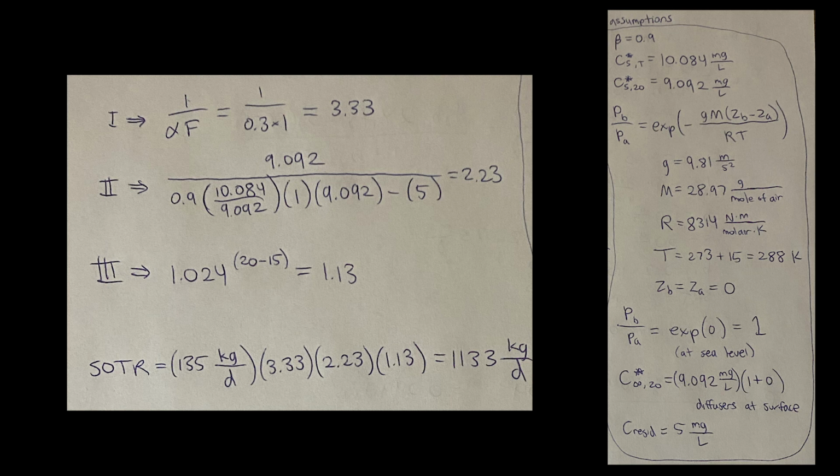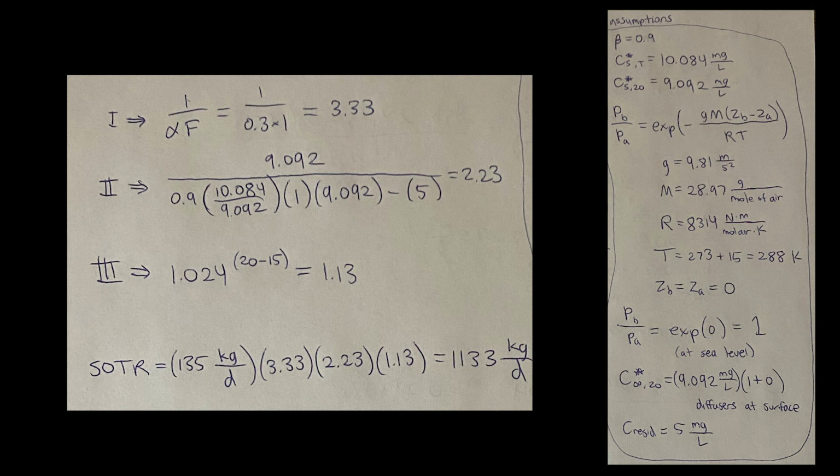All right, and for C infinity at 20 degrees, we have the value 9.092 milligrams per liter, and normally we would correct for the depth below the surface of water where the aerator is going to be installed, and that would influence the concentration of oxygen at that depth. However, in this case, these are surface floating aerators, meaning that the depth is 0, and this term really does not apply. It's just equal to 9.092 milligrams per liter. And finally, we're told that the residual oxygen concentration is 5 milligrams per liter.